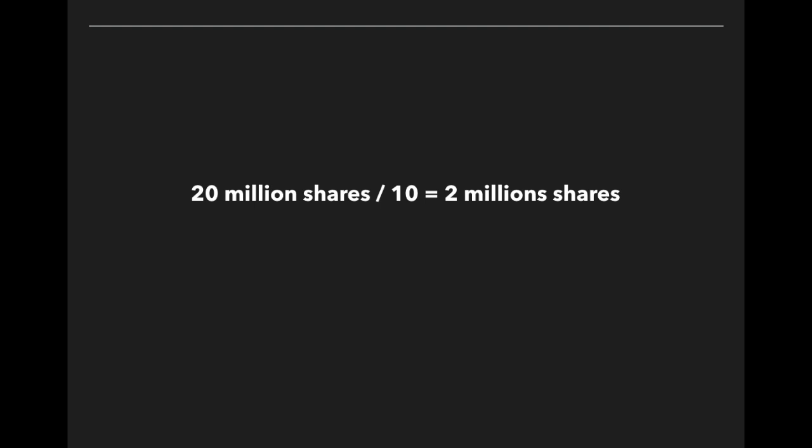From our example, ABC started with 20 million shares, but they divided the total amount of shares by 10, leaving the new total amount of available shares at 2 million. This is what is called a 1-for-10 reverse split. For every 10 shares, the company is going to replace them with 1 share.